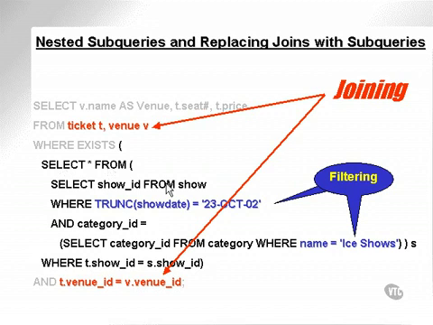What this SQL statement is doing is selecting particular shows based on a show date, and it's also selecting particular shows based on a category. So what we've actually done is we've taken the join from ticket, venue, show, and category and changed it into a join between just the ticket and venue tables.